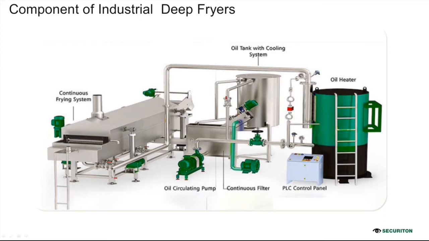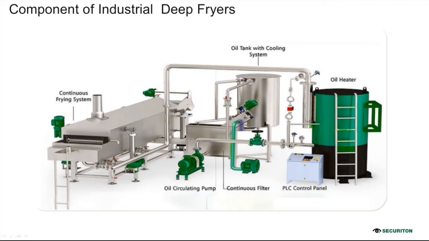Let's look from the right. We will have the main one, which is the oil heater, which heats up the oil. And obviously before that, we have the PLC control, which controls the entire events to happen, programmed to tell the system to work accordingly. That tells the oil heaters to heat it up, and it will go through the oil circulation pump, and a continuous filter will work to filter the residue before going into the continuous frying system, and eventually the input and output.